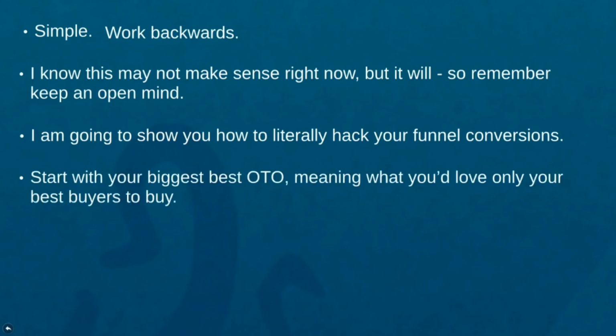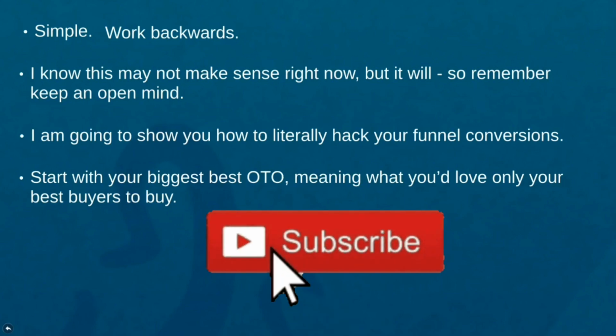So what we need to do is start with your biggest, best one-time offer, meaning what you love only your best buyers to buy. Out of 1,000 buyers, you might only have like 400 buyers buy everything, or you might only have 200 buyers buy everything. But I want you to think it closely. What do you want those 200 or those premium buyers to buy, right? So what is your biggest, baddest, best one-time offer?